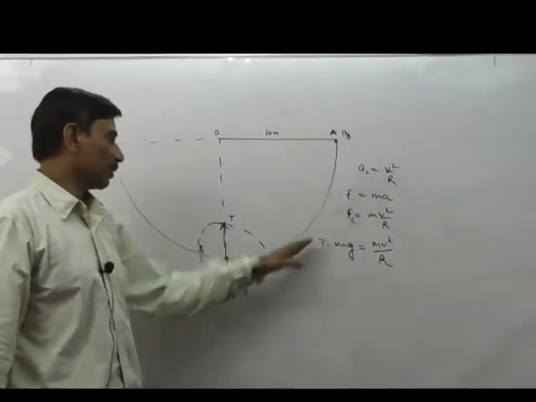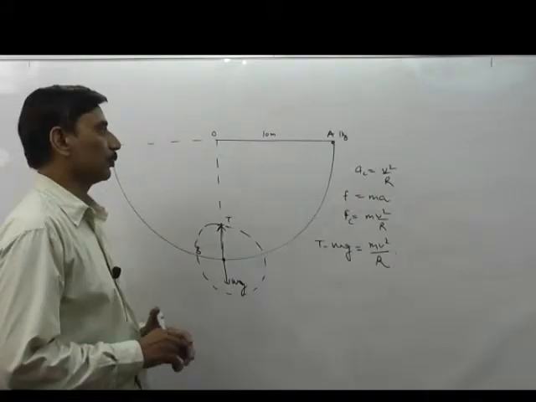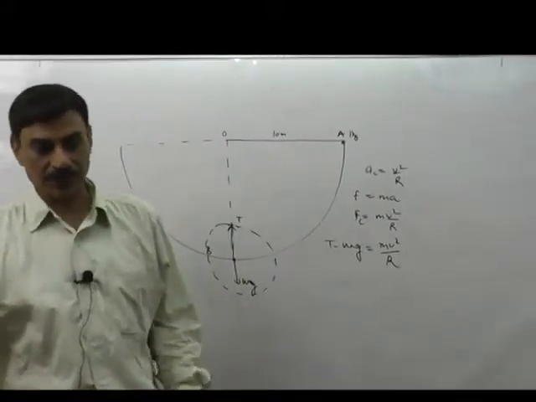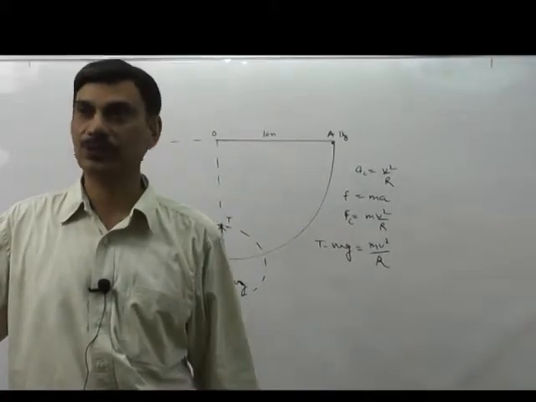When the body is moving in a circle, generally there is a varying velocity. You obviously cannot use the equations of kinematics, v is equal to u plus at, s is equal to ut plus half at square, or v square minus u square is equal to 2as.